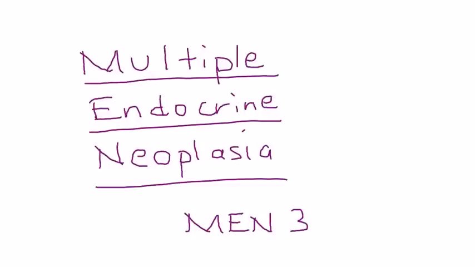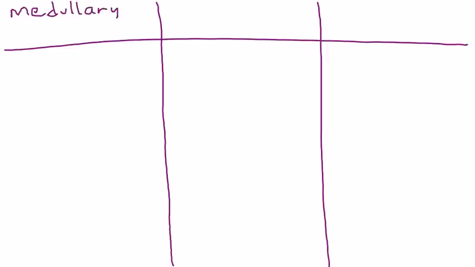We're going to talk about multiple endocrine neoplasia, in particular MEN3 in this video. MEN3 is also known as MEN2B. And multiple endocrine neoplasia 3 consists of the following things. So there's three things. The first one is a thyroid tumor known as medullary carcinoma of the thyroid.